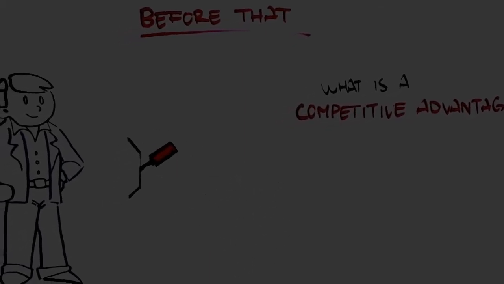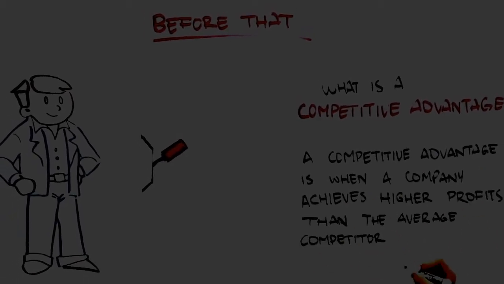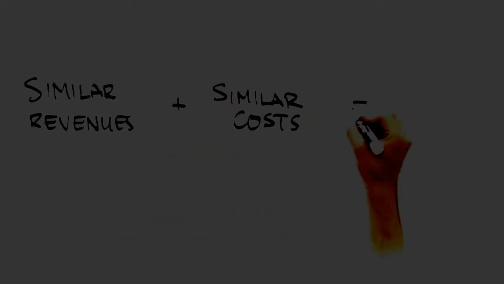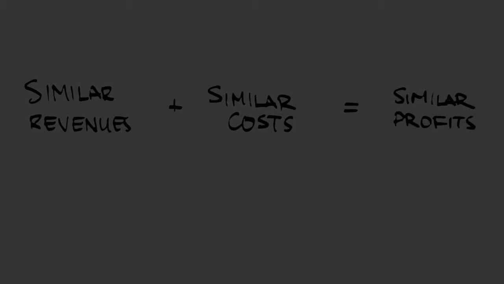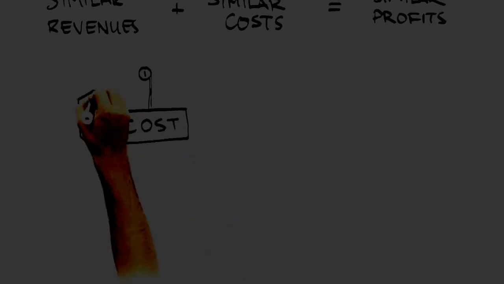For the purposes of this lecture, a competitive advantage is when a company achieves higher profits than the average competitor in the product market. Consider two companies that have similar revenues and similar costs, and therefore similar profits. Well, the focal firm can achieve a competitive advantage in one of two ways.